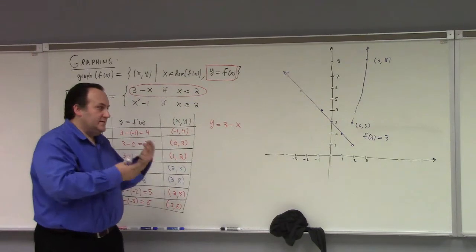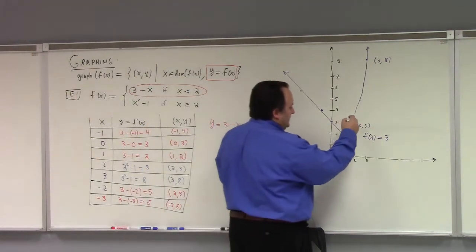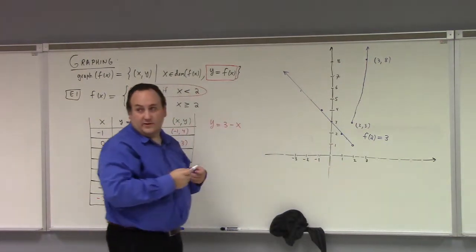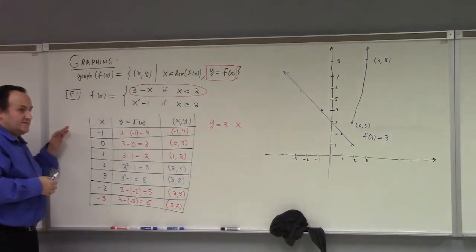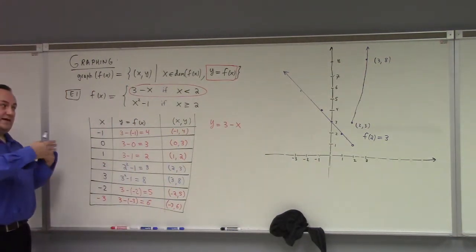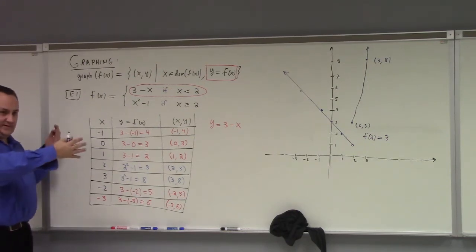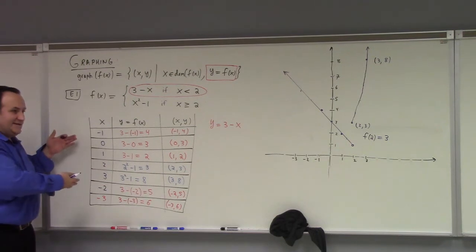But, of course, if you understood how to graph parabolas and you were confident about that, you wouldn't have to go and make this table of values. You could just graph the line on the left, and you could graph the parabola on the right, and just put them together, right?